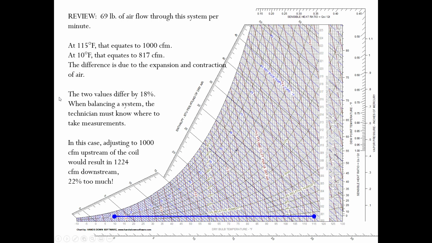So let's just review real quick. We had 69 pounds of air flowing through our system per minute at 115 degrees Fahrenheit. That's equal to 1,000 cubic feet per minute. At 10 degrees Fahrenheit, that's equal to 817 cubic feet per minute. The difference between these two is expansion and contraction of the air based on dry bulb temperature. Okay? Pretty simple. Hope that makes sense. We'll do some practice next.